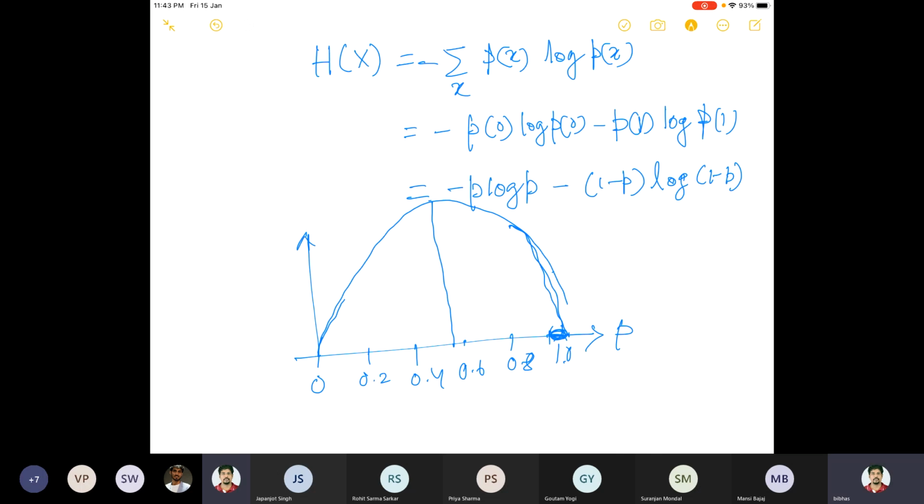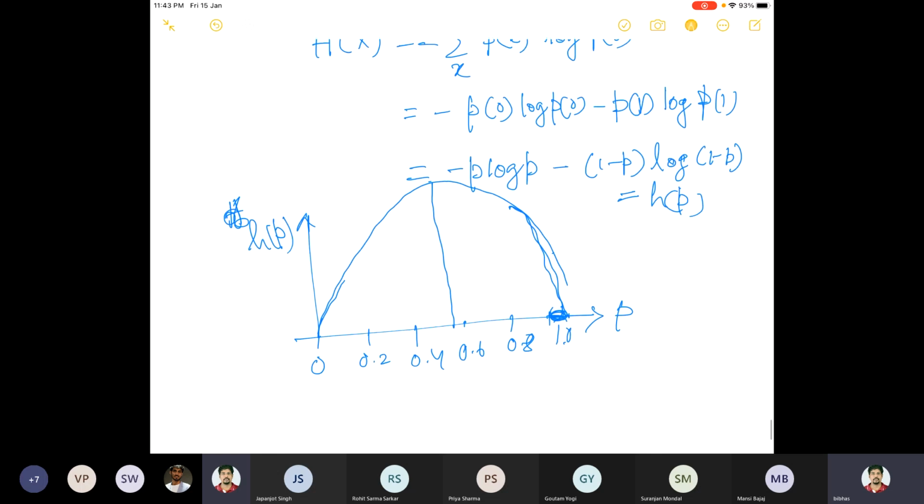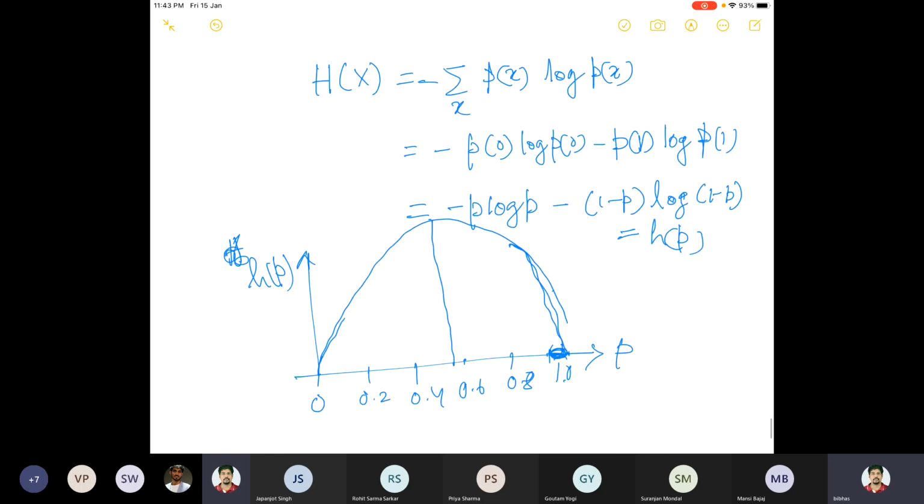So this is H, a function of p. Let me write it as H(p). So this is entropy. Now there is a bigger question: how does entropy depend on the probability distribution as a function? What kind of function is it, a convex function or a concave function?